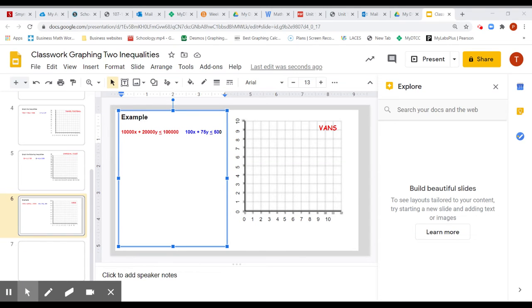All right, guys, this is graphing more than one inequality. I'm going to give you an example with two. There could be more than two. There could be three. But right now, the example I'm going to share with you is two different equations. And I'm going to show you how to do this on the slides.